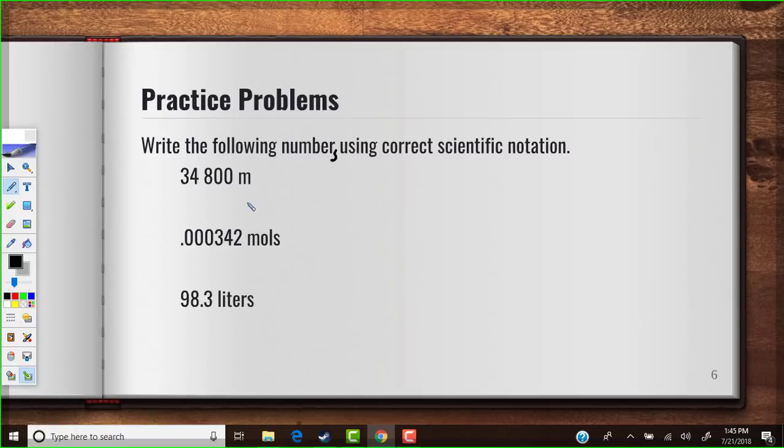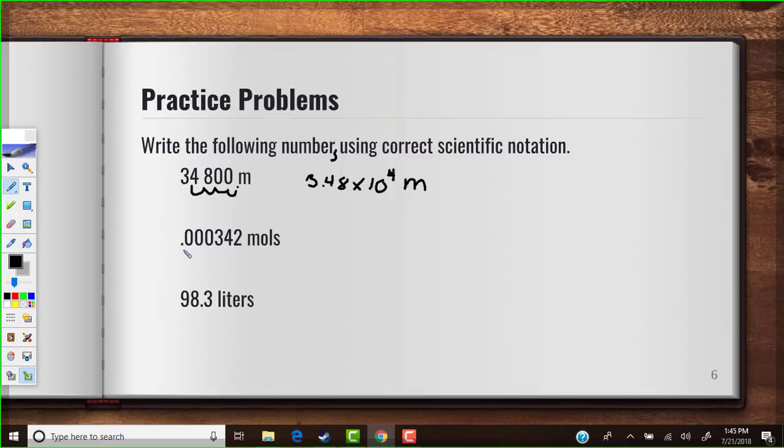Write the following numbers using correct scientific notation. 34,800. So the decimal point is there. So we need to move it over 1, 2, 3, 4 times. Once we do that, the number is going to be 3.48. How many times did we move it? 1, 2, 3, 4. We moved it 4 times. And since we moved it to the left, it's a positive value. So we just add our unit at the end. So 34,800 meters is represented in scientific notation as 3.48 times 10 to the 4th meters. Simple enough. Let's keep going.